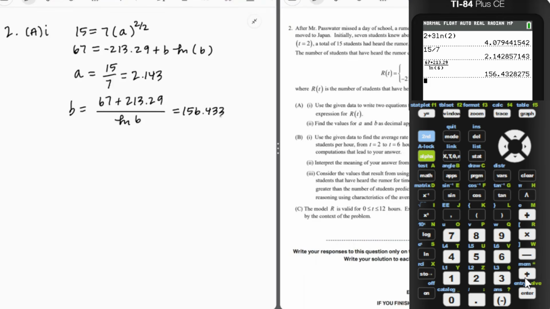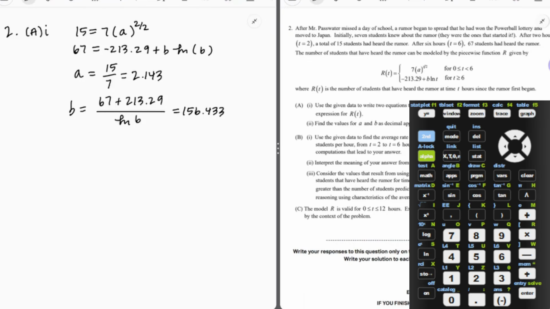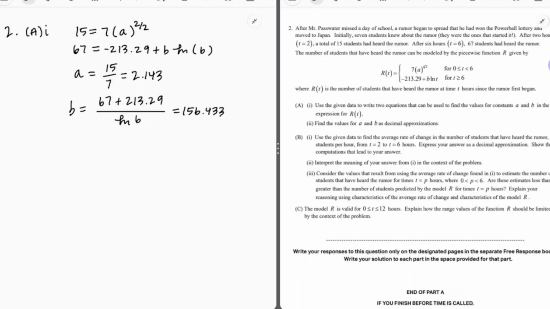Okay, now I am going to go up and store these values because I'm going to be using them later in the problem probably, and I do not want to be using rounded values. I'm going to store to a, because that was the value of a, and I'm going to go up to this 156 number. I'm going to store that into b in case I need to use those later, which I'm sure I will. All right, so that's part A right here.